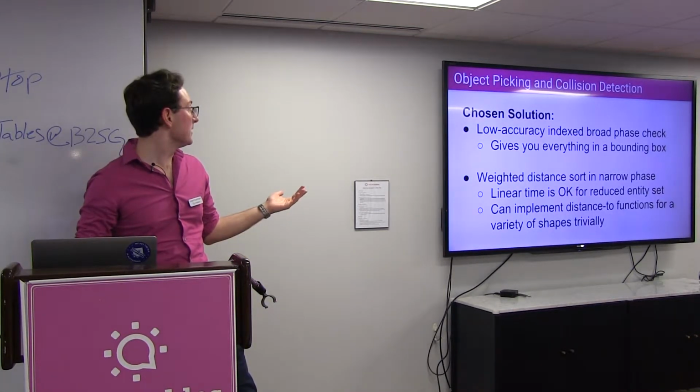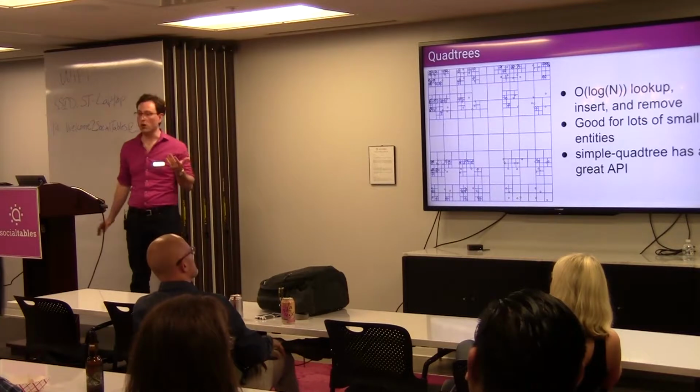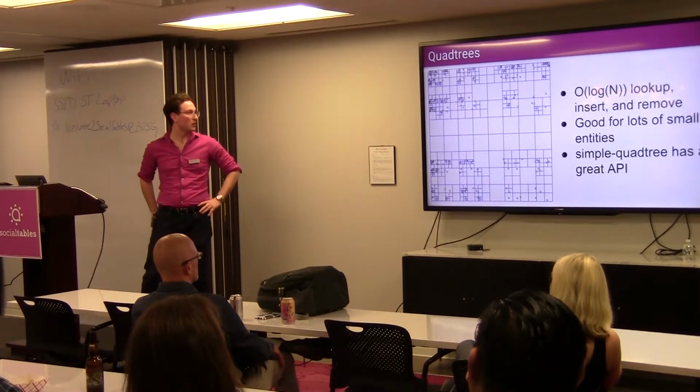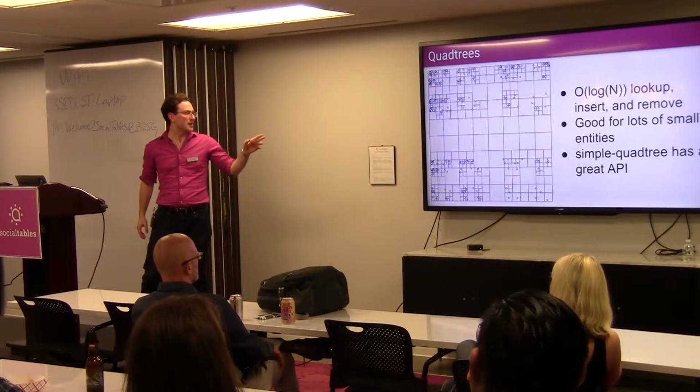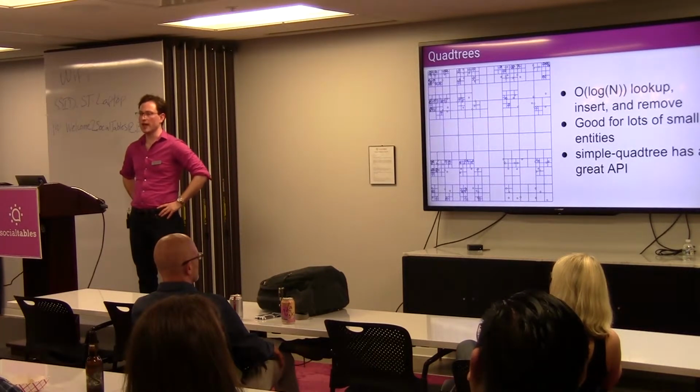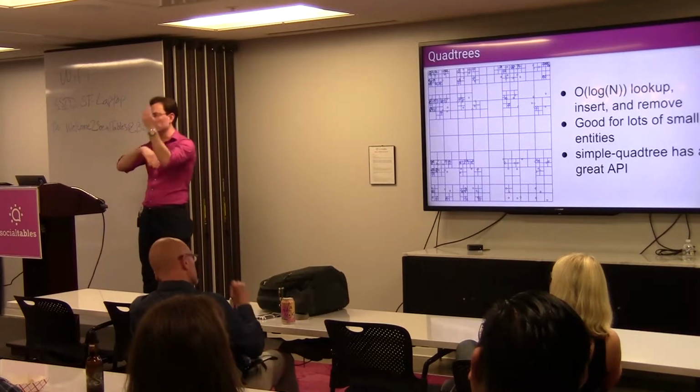And so that's pretty much what we did. For the broad phase, we chose Quadtrees. Now, if you've taken computer science, you probably learned about Quadtrees, but in a nutshell, they give you O(n log n) lookup, insertion, and removal, and there's no balancing phase. All they are is a subdivision of space.